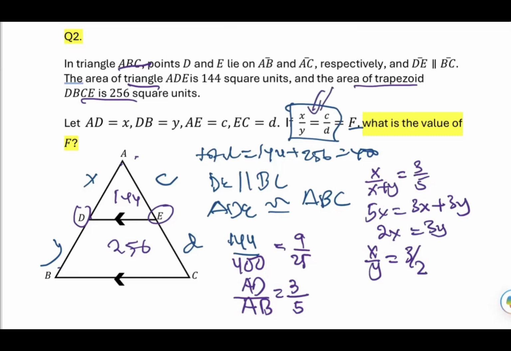Look at here. Your f is x over y. You're done. It looks complicated, but analyzing it will help you solve it. This is the way you should approach them. You should not spend more than a minute solving this question. Straightforward. So x over y, which is equal to f, or you can do c over d, which is equal to f. We have 3/2.